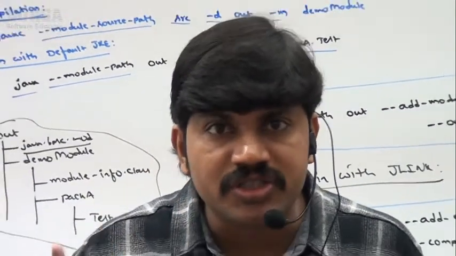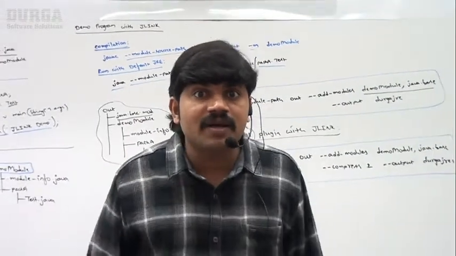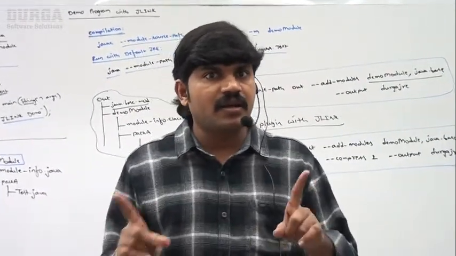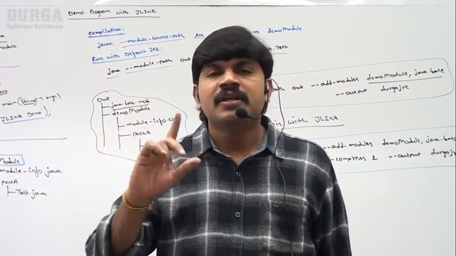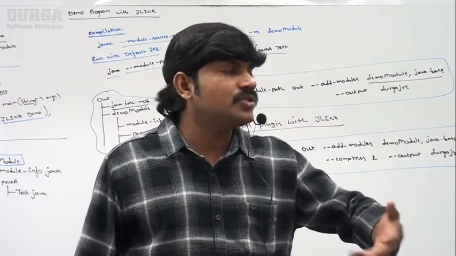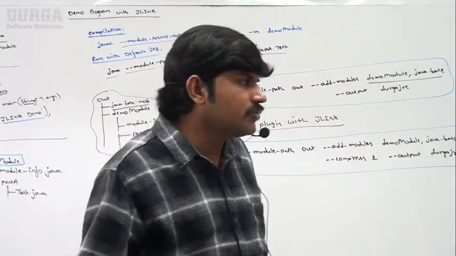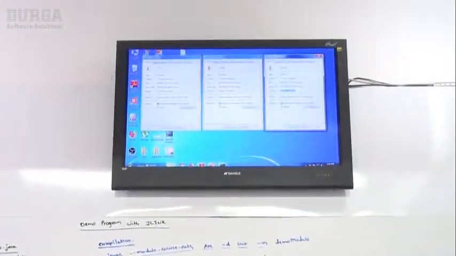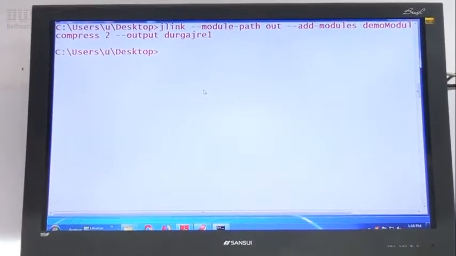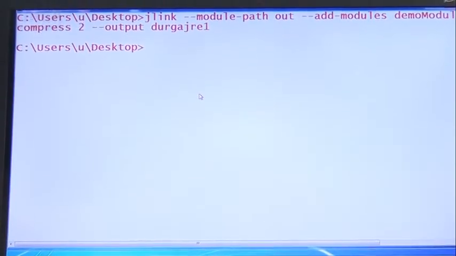How to use compress plugin with jlink? What is the advantage of compress plugin with jlink? Not required to give much explanation, right? How to use this Durga JRE1? Let me use it once again. Have a look once. Let me go to the command prompt.